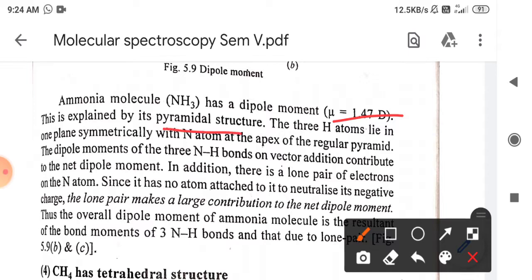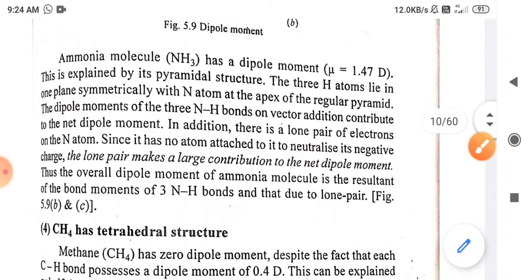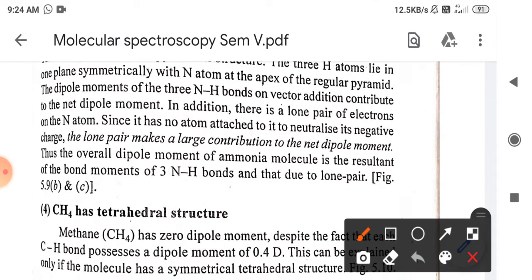The ammonia molecule's net dipole moment of 1.47 D is explained by its pyramidal structure. The three hydrogen atoms lie in one plane symmetrically, with the nitrogen atom at the apex of a regular pyramid, and the dipole moments of the three N-H bonds add as vectors to contribute to the net dipole moment. In addition, the lone pair makes a large contribution. So overall, the ammonia molecule has the contribution of the three N-H bond moments as well as the lone pair.